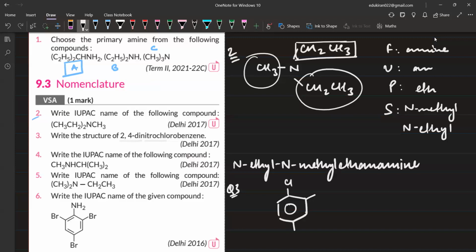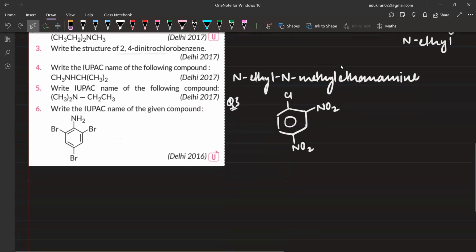And here you have the fourth position, and both of these are having NO2 groups like this. Write the IUPAC name of the following. Here you have CH3, NH, and CH3 twice. So you can name this like this.